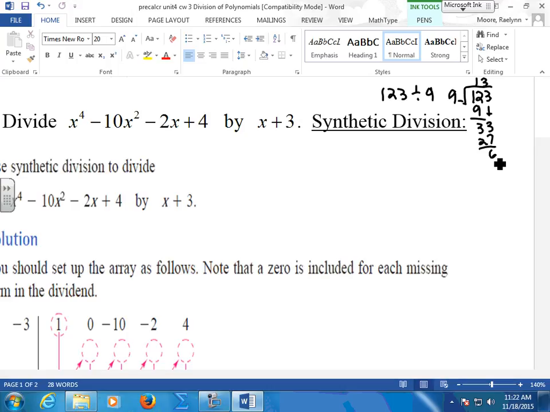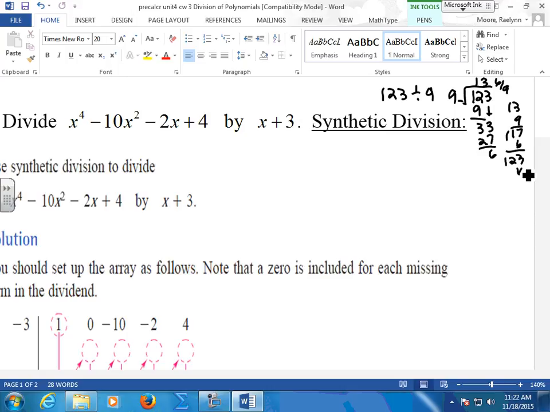Then I learned to make a fraction, right? And when we checked it, we said, oh, multiply 13 times 9, and then add your remainder. Oh, and I come back to my original number. We can use long division for this as well.